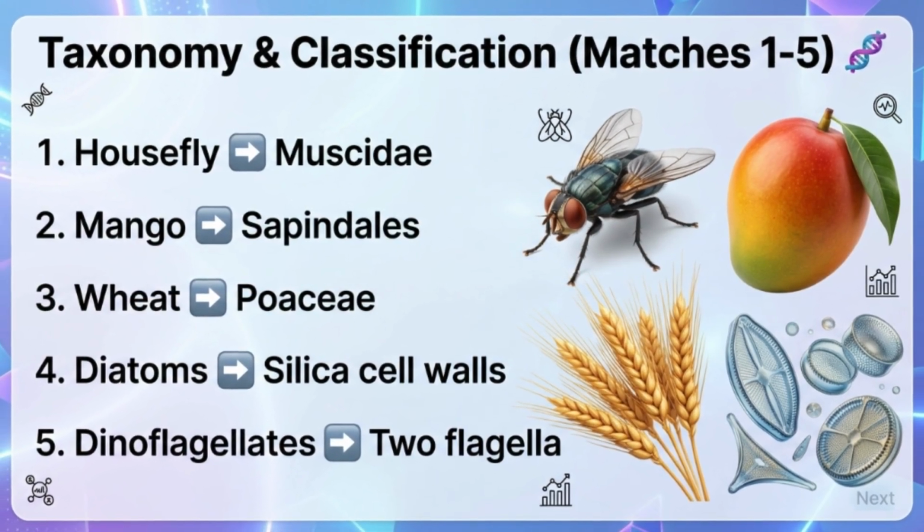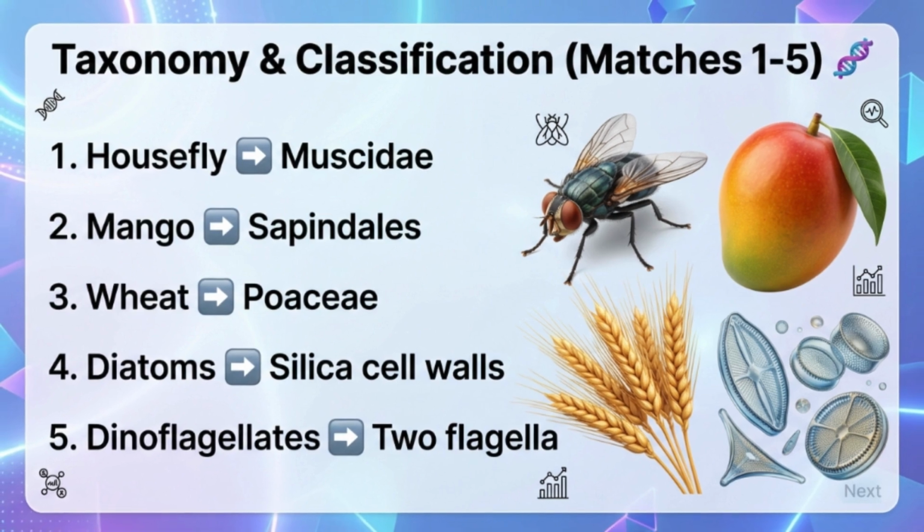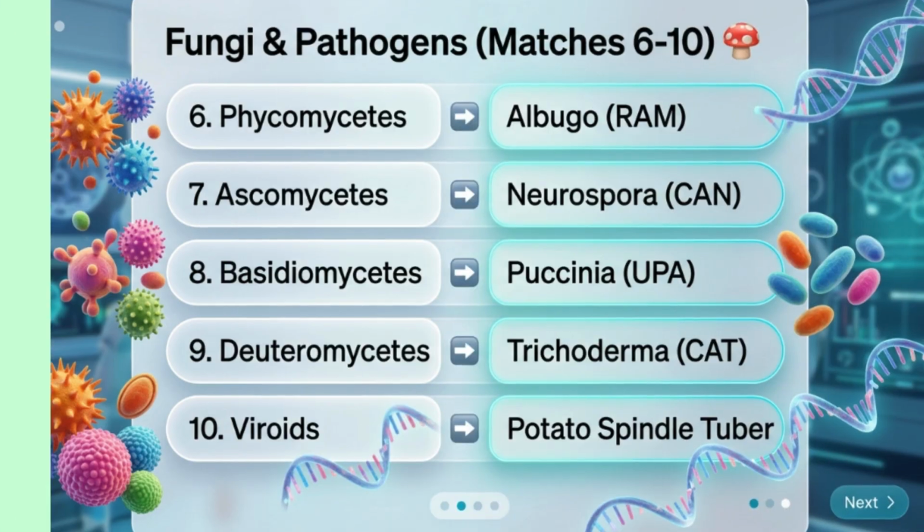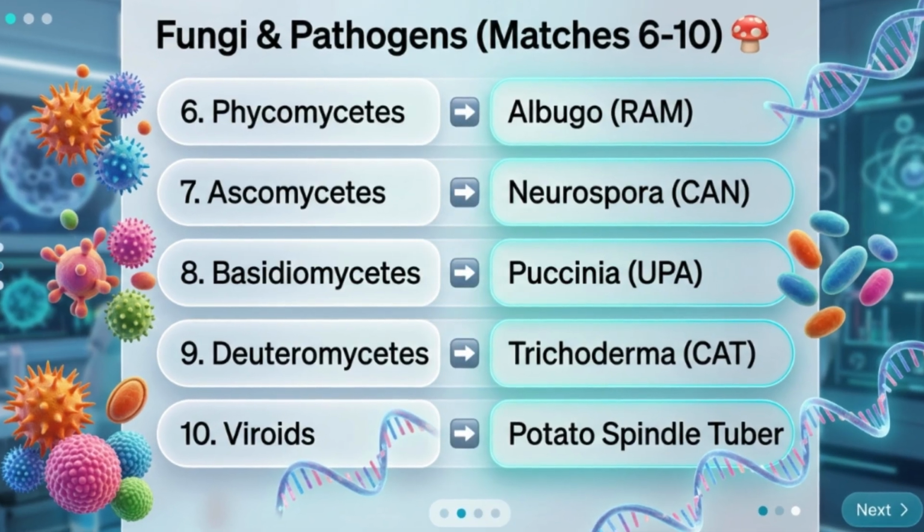Housefly belongs to the family Muscidae. Mango belongs to the order Sapindales. Wheat belongs to the family Poaceae. Diatoms are characterized by indestructible silica cell walls, and dinoflagellates have two flagella, one longitudinal and one transverse. Match them up. Next, the fungi and pathogens.